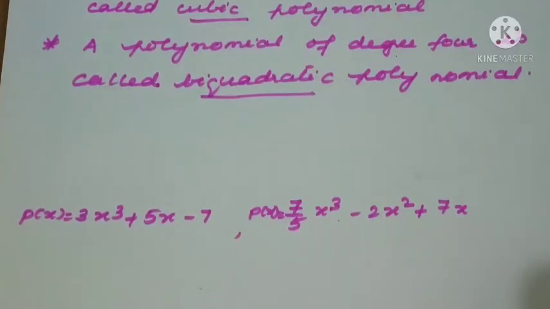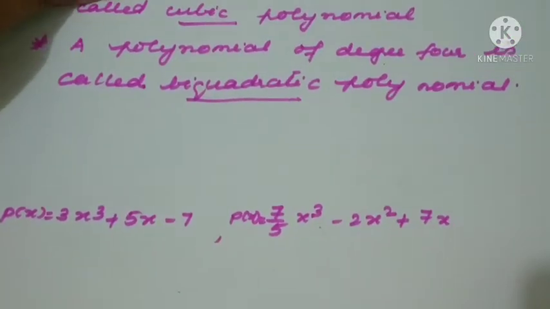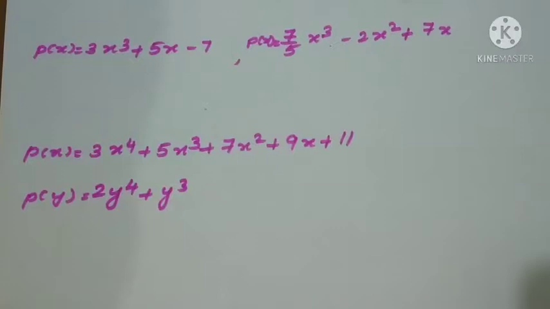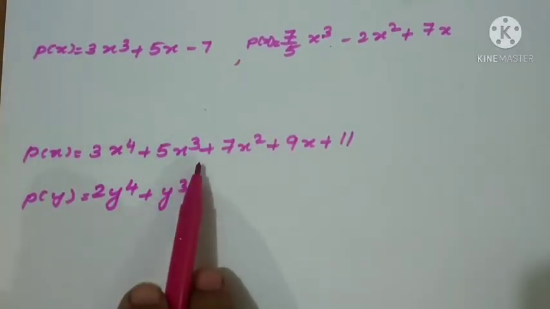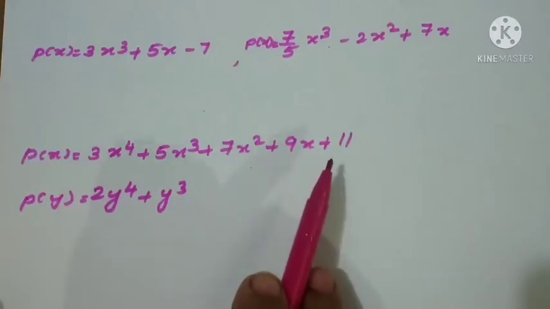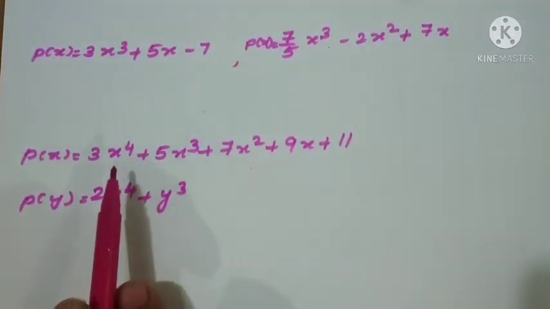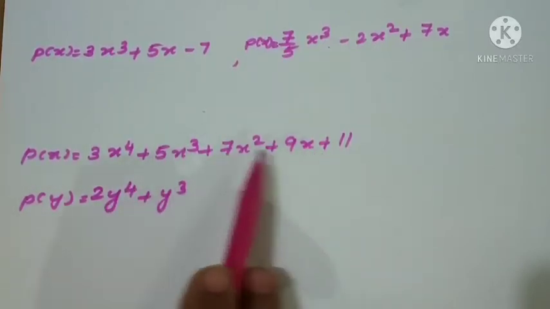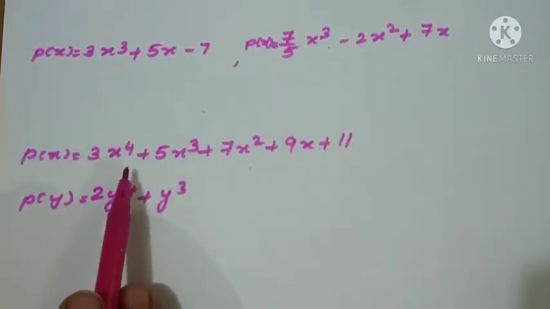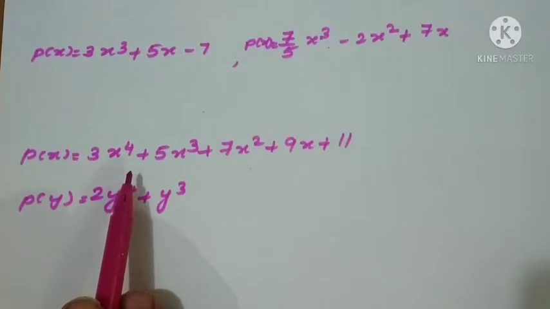Now let us see some further examples for biquadratic. What is a biquadratic polynomial? The polynomial of degree 4. P of x equal to 3x raised to 4 plus 5x cube plus 7x square plus 9x plus 11. So you can see that it is a polynomial in one variable x only, and the highest power of x is 4. So degree is 4. So it is an example for biquadratic.